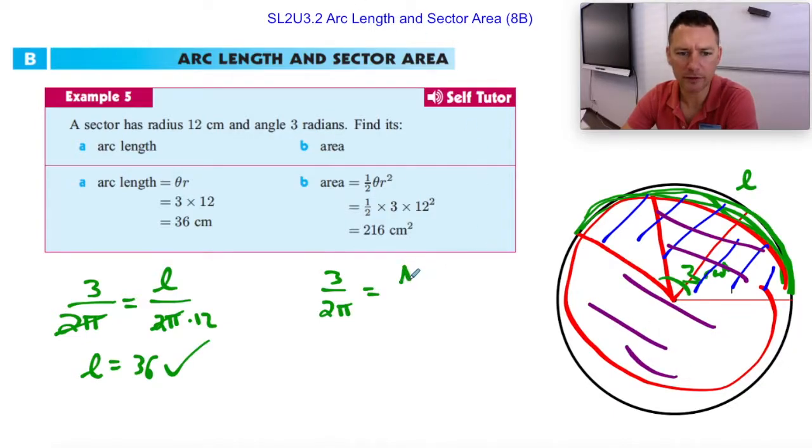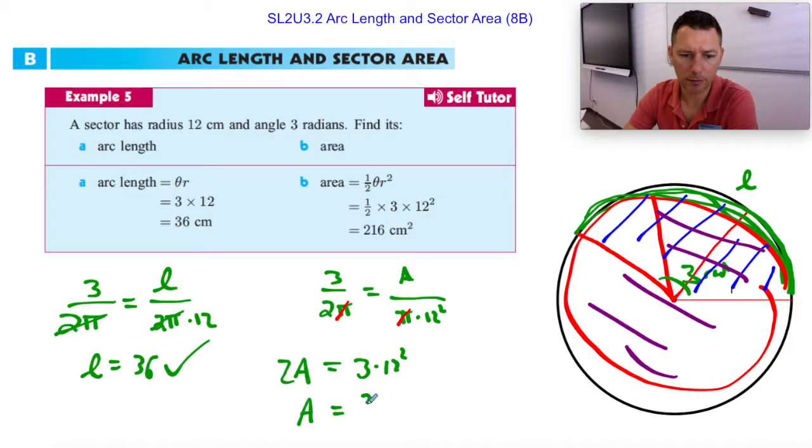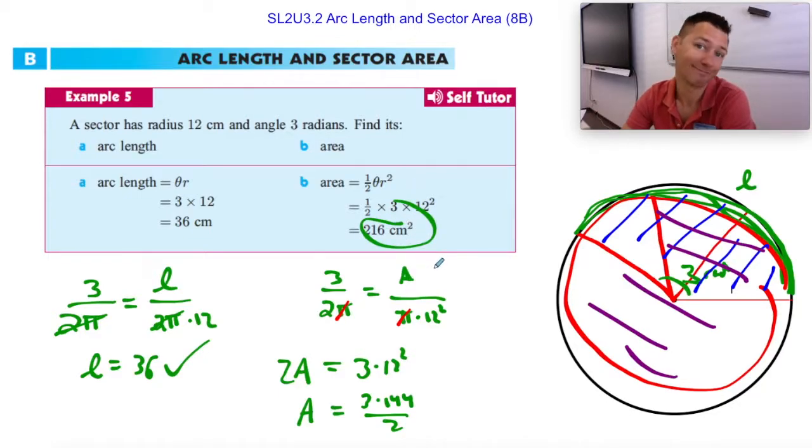So it's the little sector area over the total area, which is pi times r squared, and we know r is 12, so 12 squared. Great. There's pi's in the denominators, so let's cancel those out, and so this ends up being 2A is 3 times 144, and so therefore you can divide by 2, and I'm guessing it's 216. If it's not, let me know.